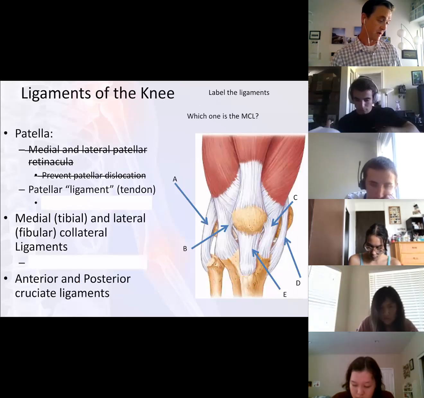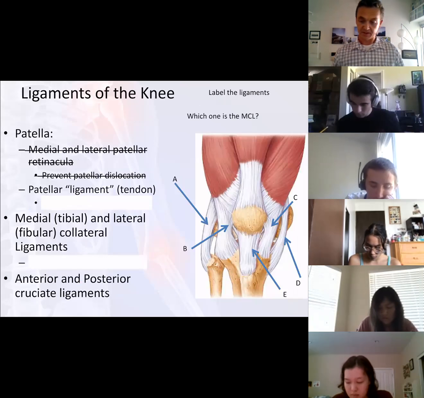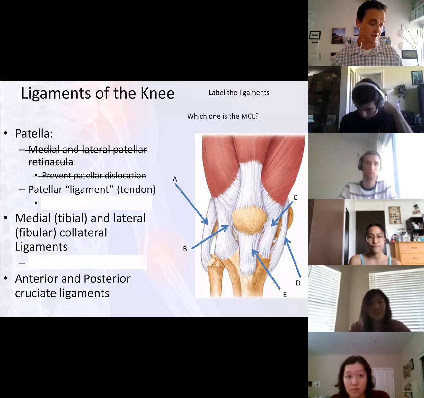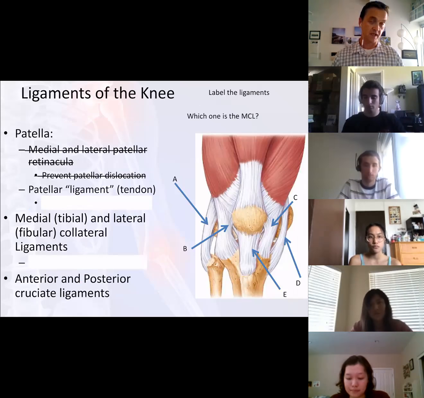All right, so let's talk about the ligaments of the knee a little bit, and then I'm going to show you on a model I have here next to me what that would look like, and how to stress those different ligaments.